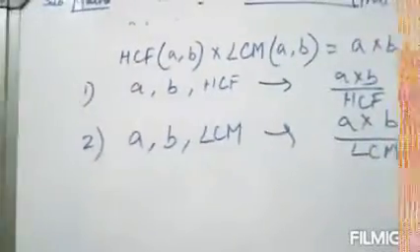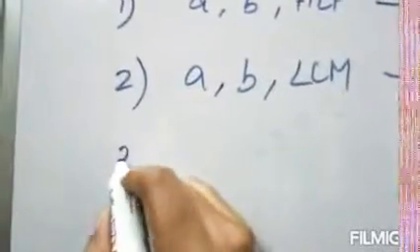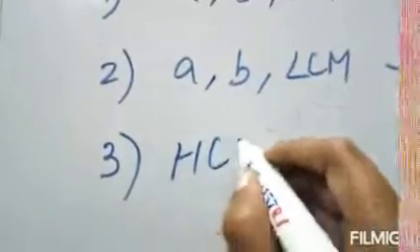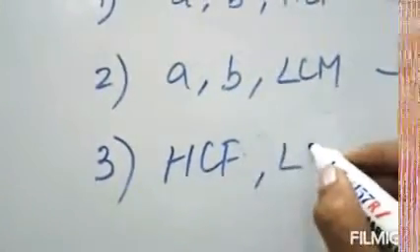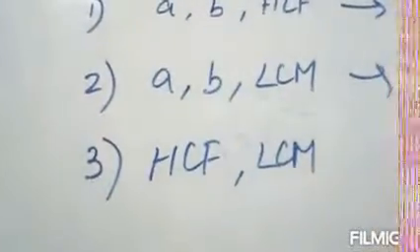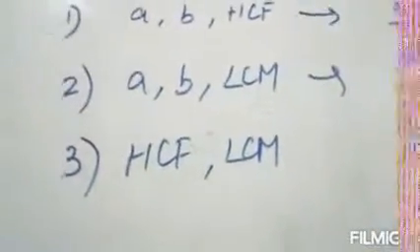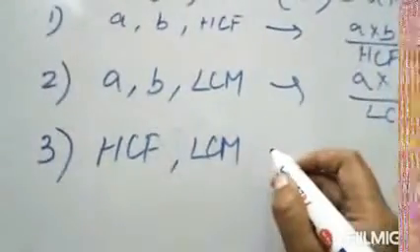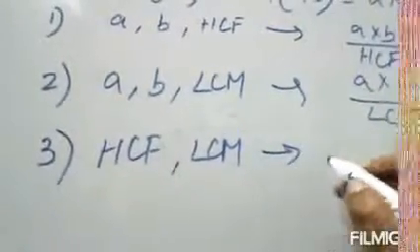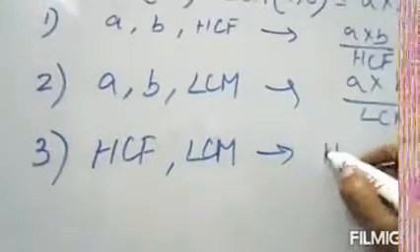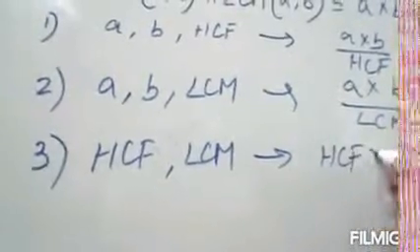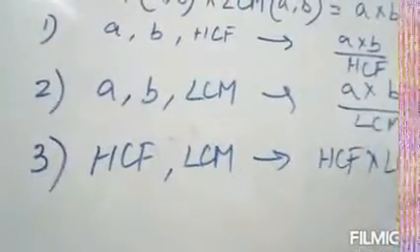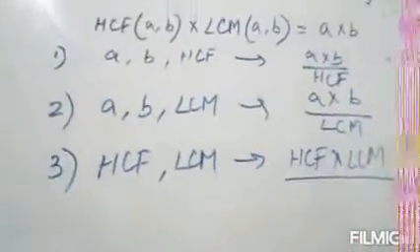And if HCF and LCM are given and you are asked about the product of the two numbers, how will you get it? You will just multiply HCF into LCM. Is that clear?